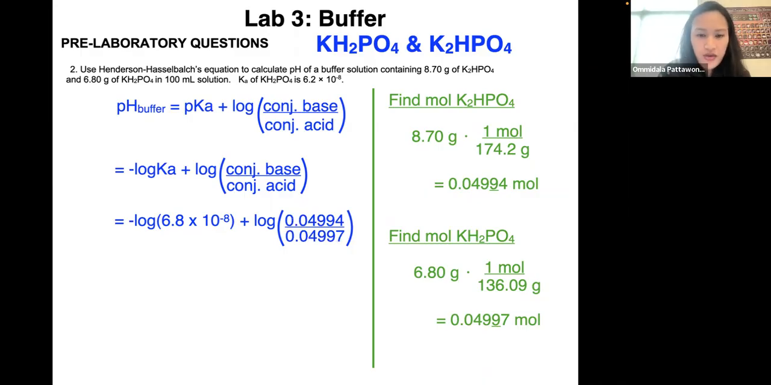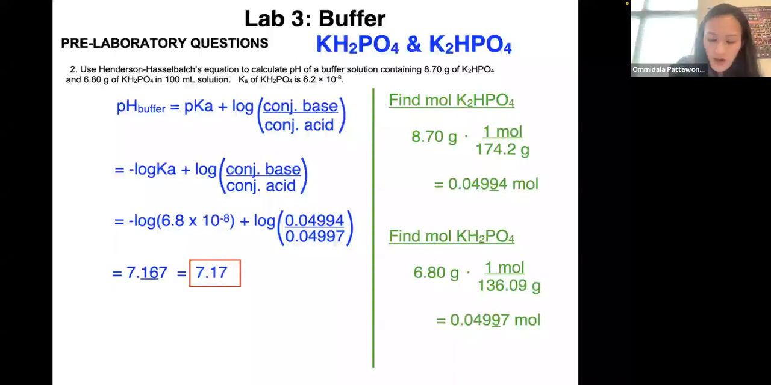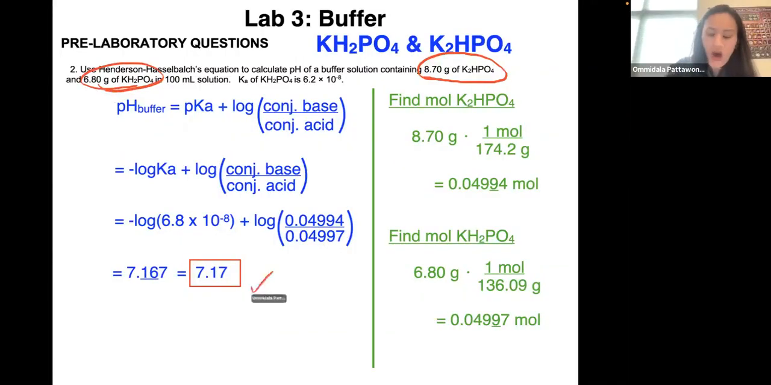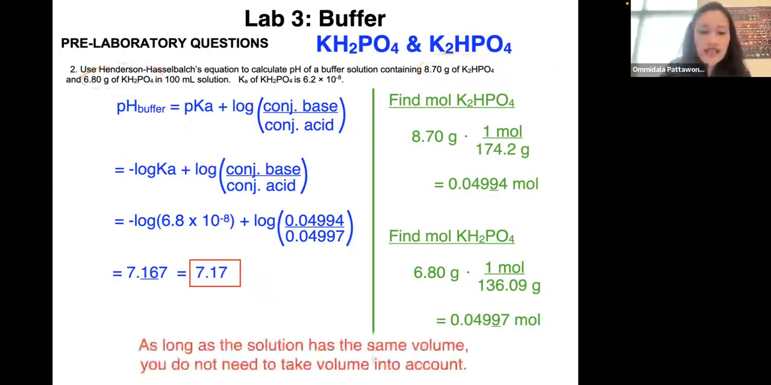If I do that, all you need to do next is just plug it in your calculator. You are going to get 7.17 as your result. That means if you have this many grams of weak base and this many grams of weak acid, this is going to be the pH of this buffer solution. Again, as long as the solution has the same volume, we do not need to take the volume into account when we're looking at the concentration of this conjugate acid-base pair.